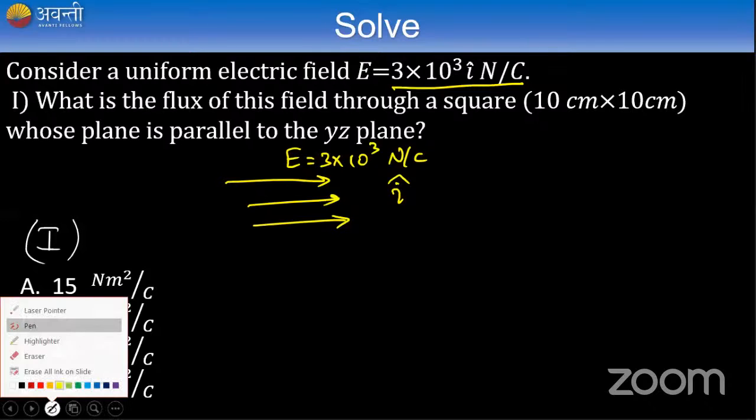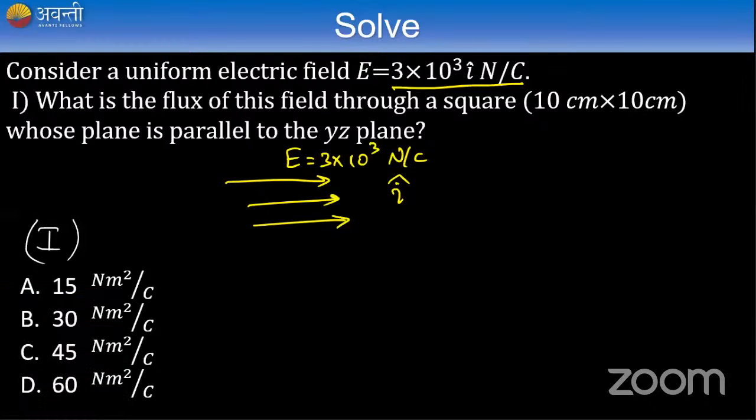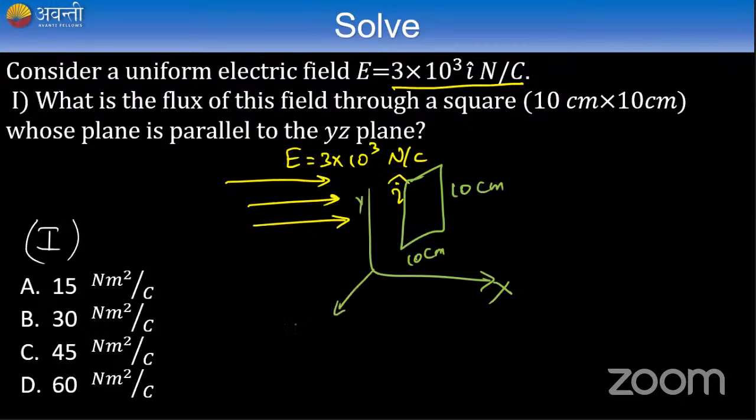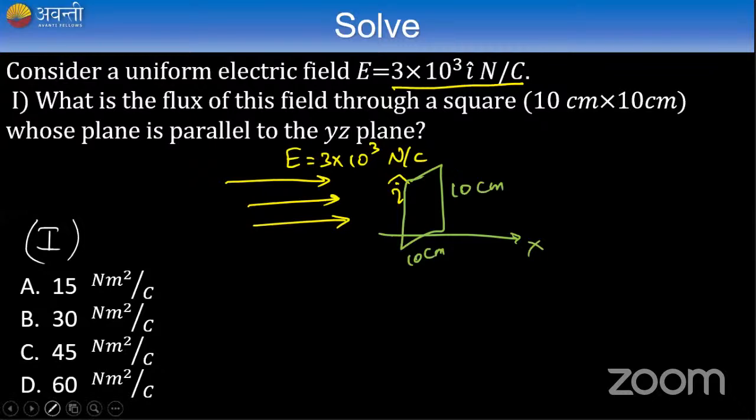Say, what's given in the question. Okay, cool, Manju. Say I have a 10 centimeter by 10 centimeter square conductor whose plane is parallel to the YZ plane. So I have X, Y, and Z. It's parallel to the YZ plane, so it's along the X plane. Simply, if it's parallel to the YZ plane, it's along the X axis. My X axis is here, my YZ plane is this. So what is the flux? Calculate the flux through this surface.